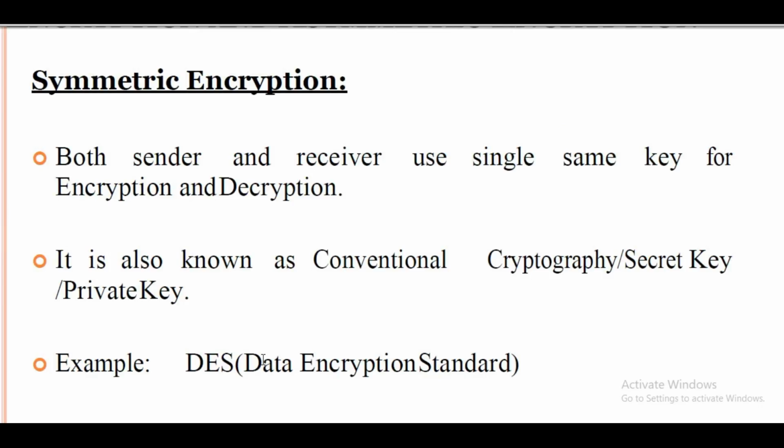Now we try to understand from the theory part. As we discussed from the figure, both sender and receiver use the single same key for encryption and decryption, right? To decrypt or encrypt, we have the same key. In the figure we mentioned that same key as a secret key, right? That is a very conventional method, so symmetric encryption is also known as conventional cryptography or secret key or private key, right? And the example is the Data Encryption Standard. Clear? So the first part is very clear to everyone.